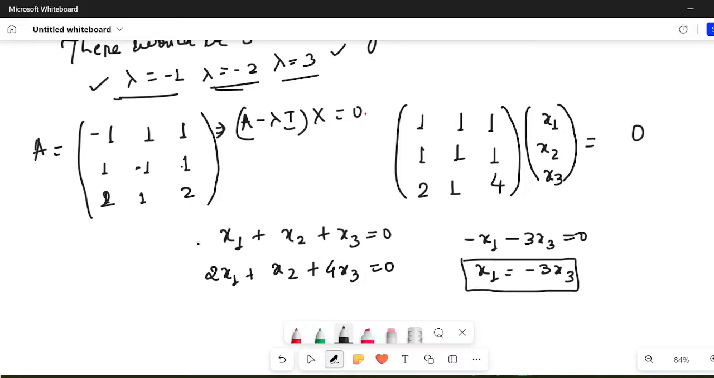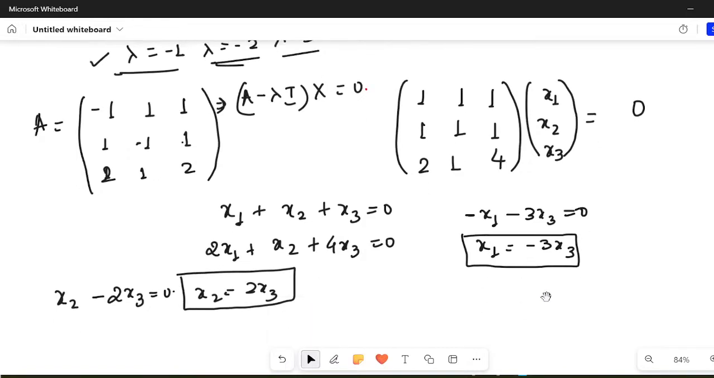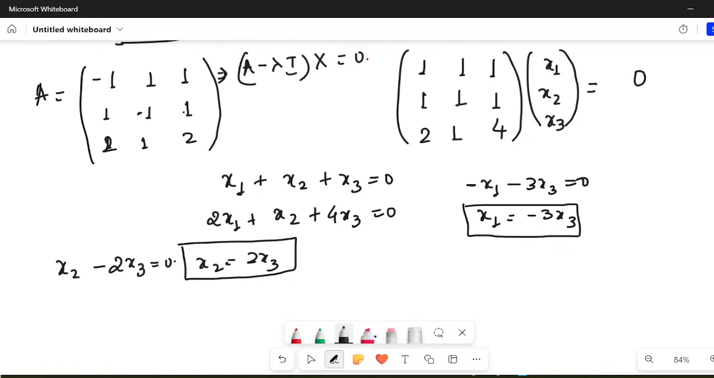And what I can do is multiply by 2 and then cut it down. So this will be x2 minus 2x3, so I'll get x2 is equal to 2x3 here. These are two things that we can do. I can choose x3 as something. Let's say for simplicity, I'll choose x3 equals 1.